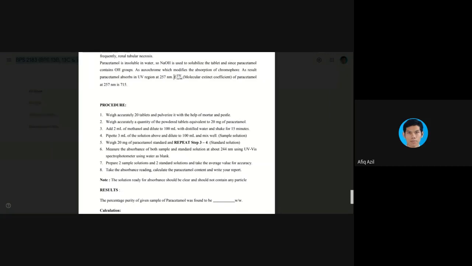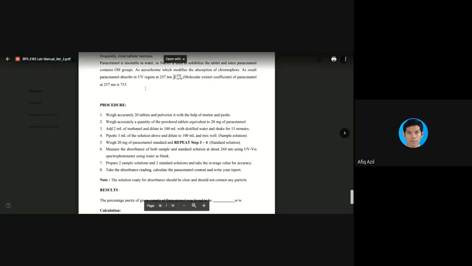Okay, let's say you expect the sample to have 2 mg in 100 ml. So your standard also must be prepared accordingly. Then you measure the absorbance of both sample and standard solution at about 244 nanometer using the UV-Vis.